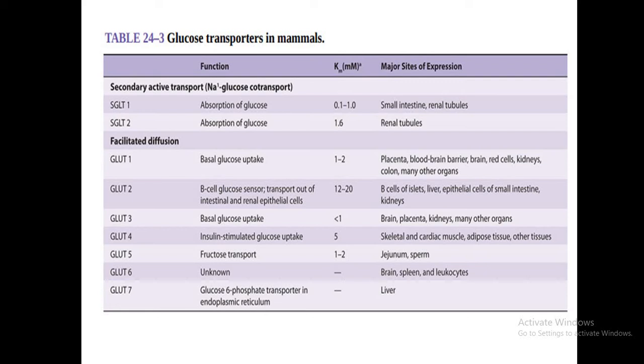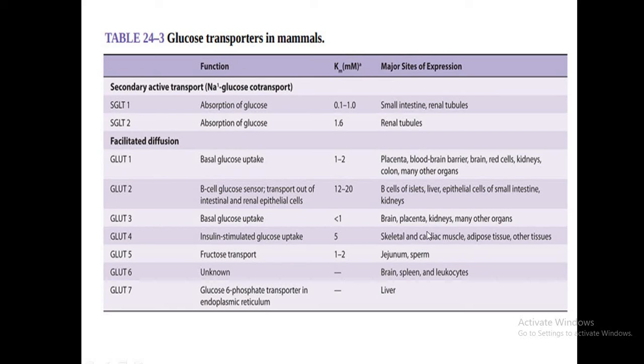So these are the various glucose transporters in mammals. SGLT1 is found in small intestine and renal tubules, and SGLT2 is found in the renal tubules as well. SGLT1 and 2 are responsible for the secondary active transport, that is a sodium glucose co-transport, while the glucose transporters are responsible for the facilitated diffusion. Especially the GLUT4 is stimulated by insulin.